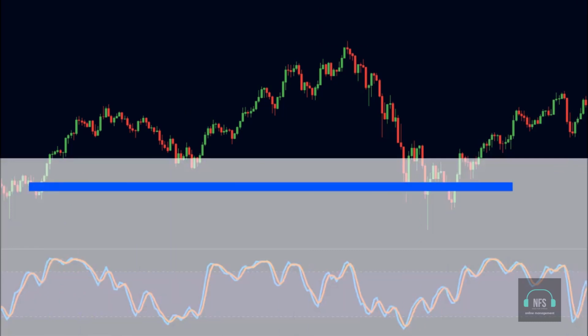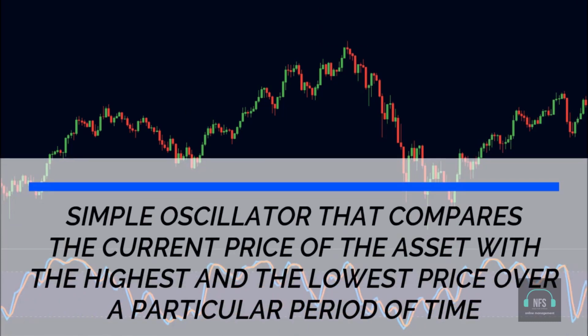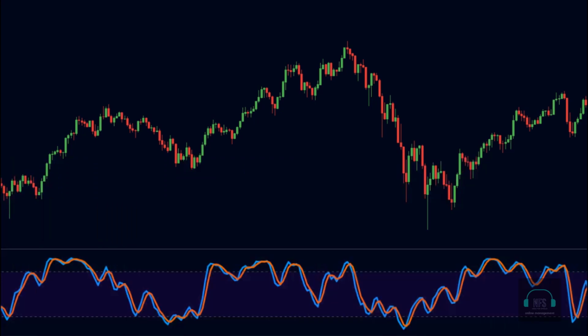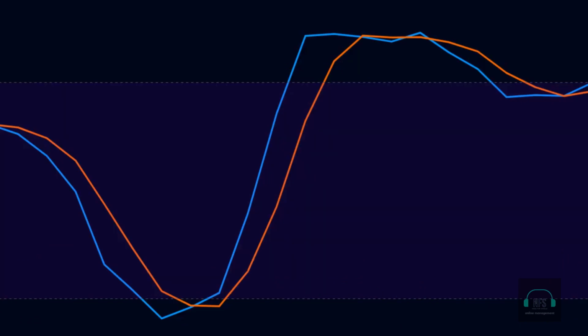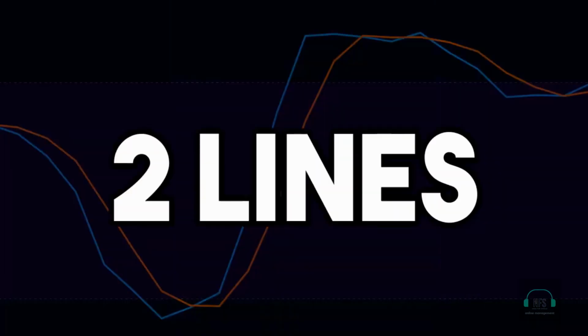The stochastic indicator is a simple oscillator that compares the current price of the asset with the highest and the lowest price over a particular period of time. The default value of the stochastic oscillator is 14. Now, the stochastic indicator consists of two lines.